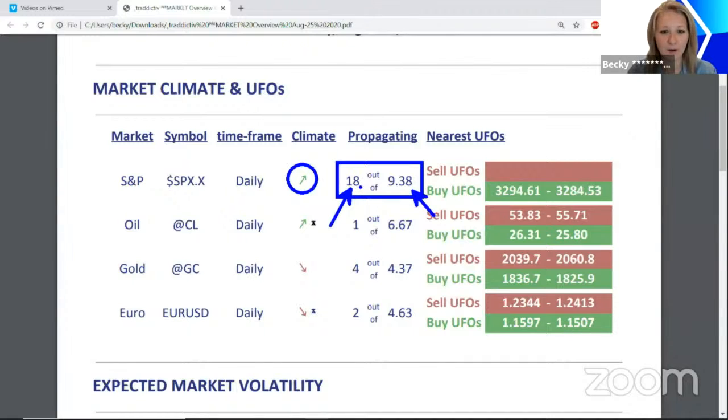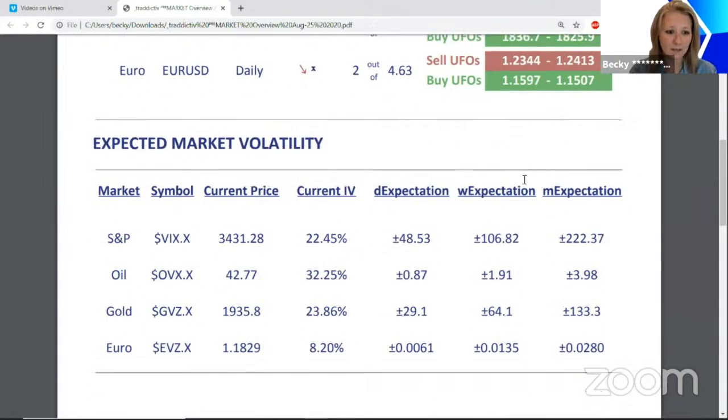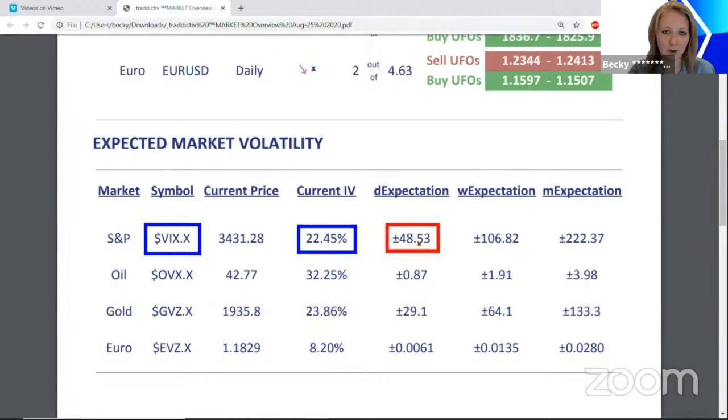But again, just to bear in mind that we are lacking probabilities there for continued move. Okay, so in terms of volatility, we look at VIX.X or the VIX. And we see from that that professional traders' opinion is that we would expect a movement up or down in 1 year of 22.45%. Meaning we would expect in 1 day a movement up or down of 48.53 points.